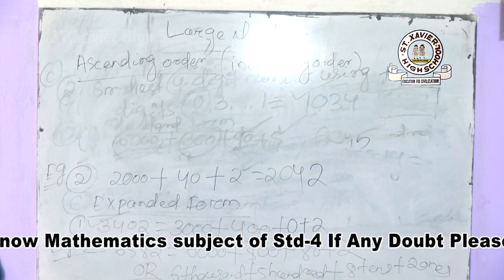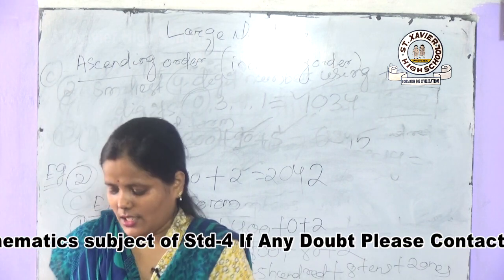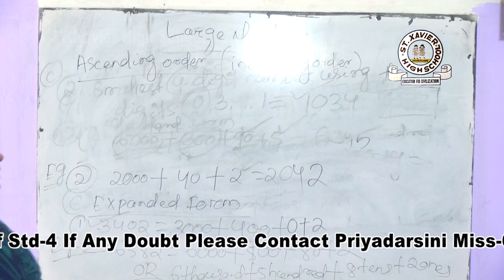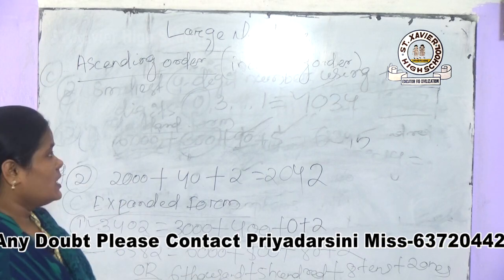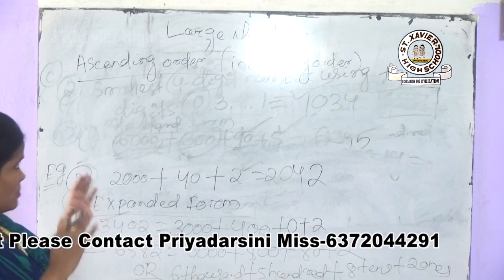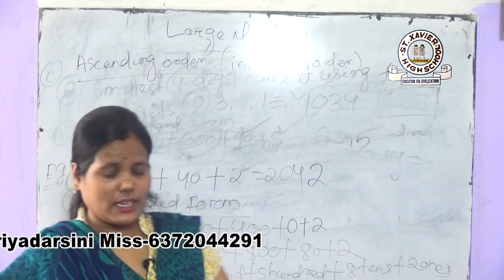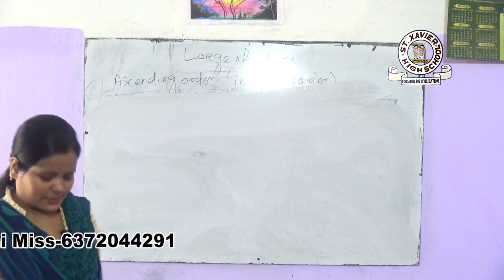Ascending order means increasing order. That means we can arrange numbers from smallest to greatest.